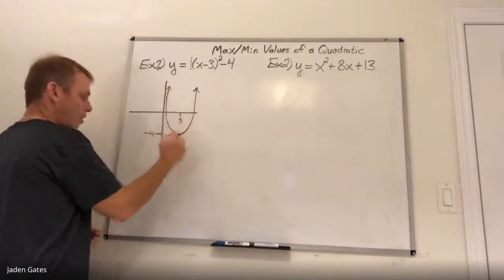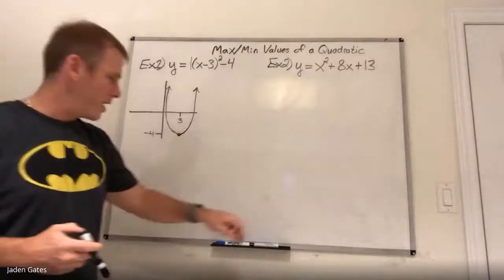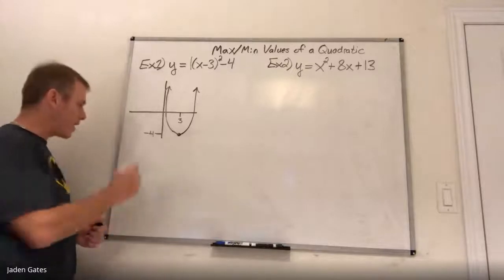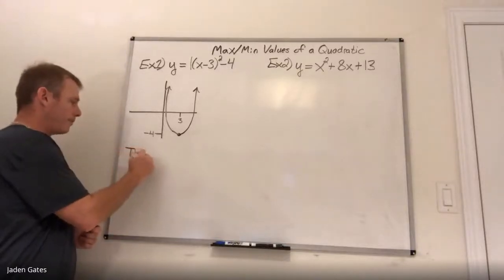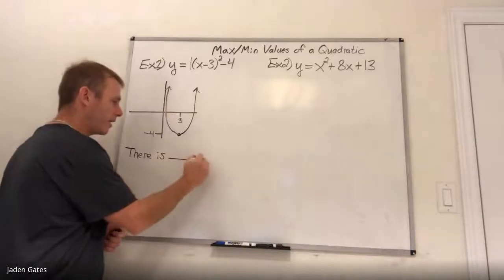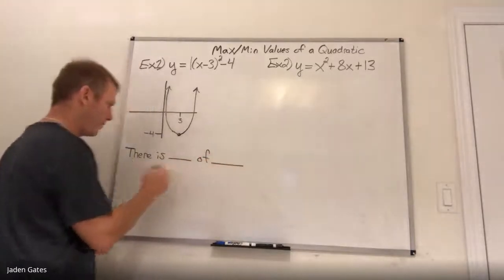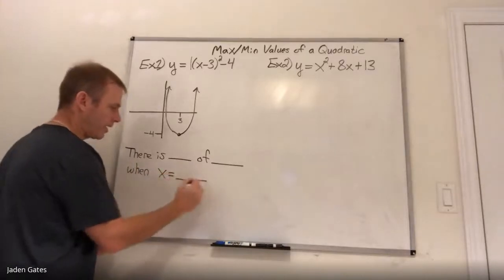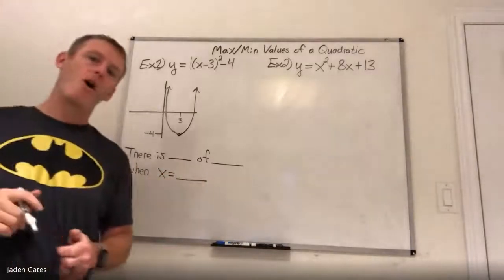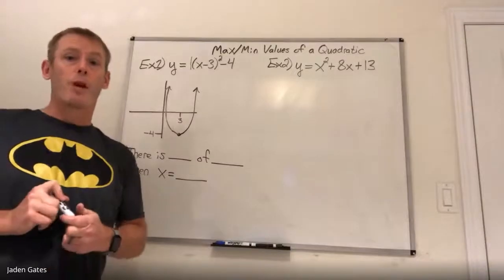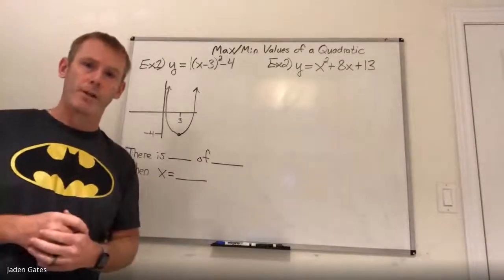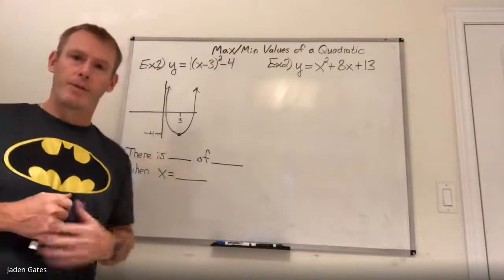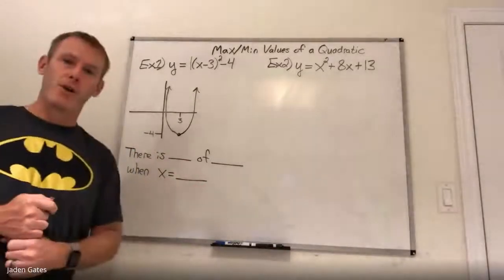Now, here's what we're all about today, again, the max or the mins. And so what I really want to do today is fill in this sentence: there is a blank of blank when x equals blank. One sentence is going to tell me all the information that I want to know. Because what I really want to know, when I'm dealing with max or mins, is do I have a max or a min? What is it? When does it happen? This sentence here fills in all the blanks.